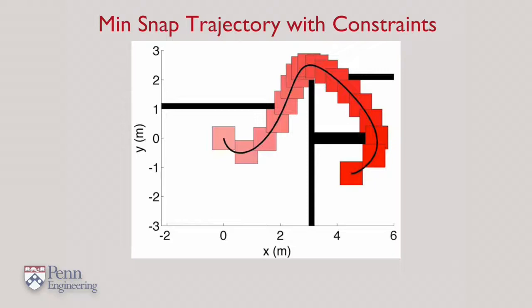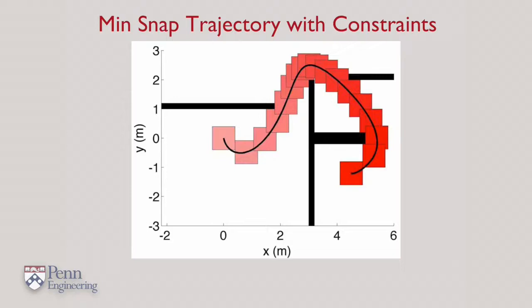This is very reminiscent of what we looked at earlier, where we synthesized cubic splines or nth order splines to go through many different waypoints. In this case, there are no waypoints. Instead, the robot knows where the obstacles are. How do you synthesize minimum snap trajectories in a known environment?